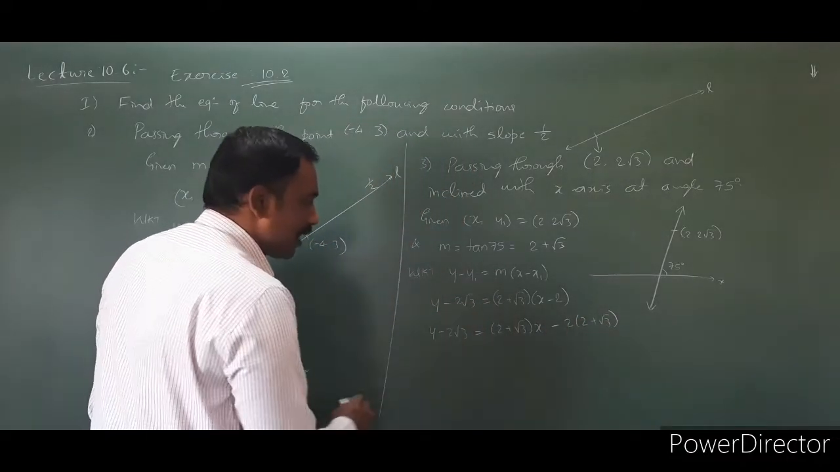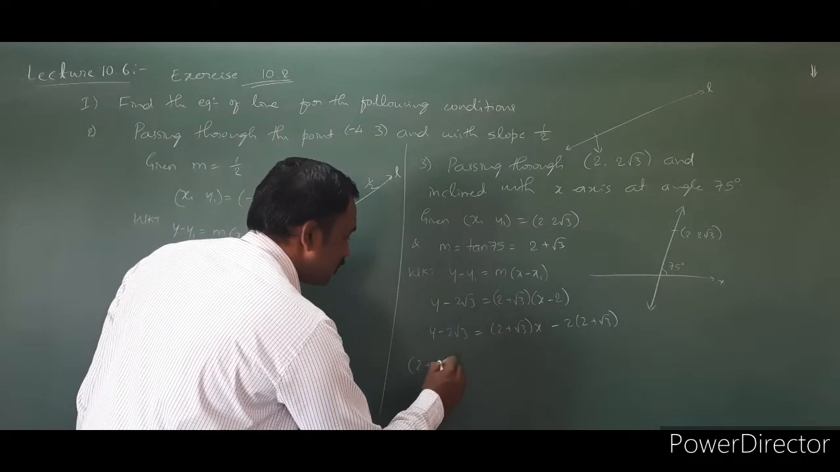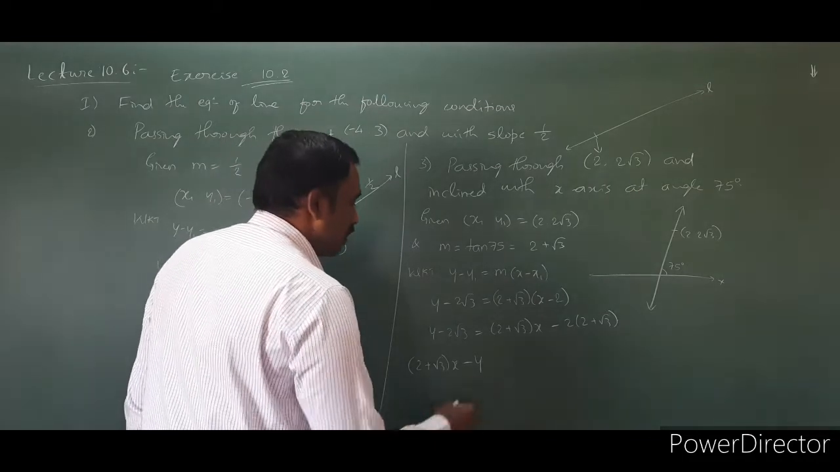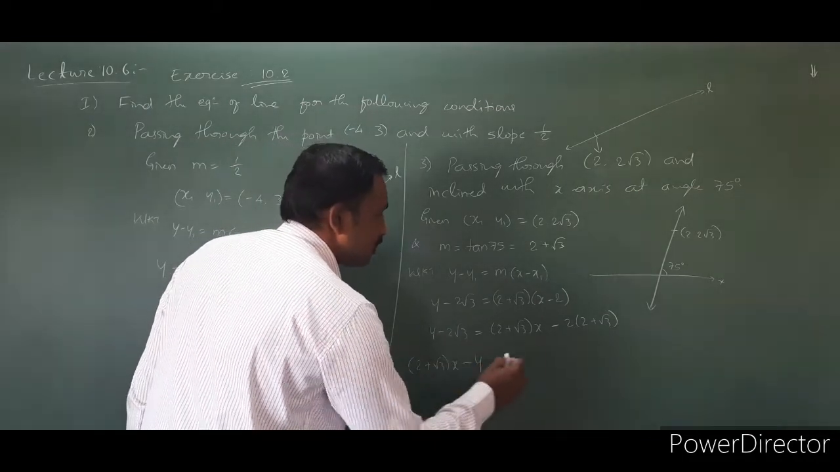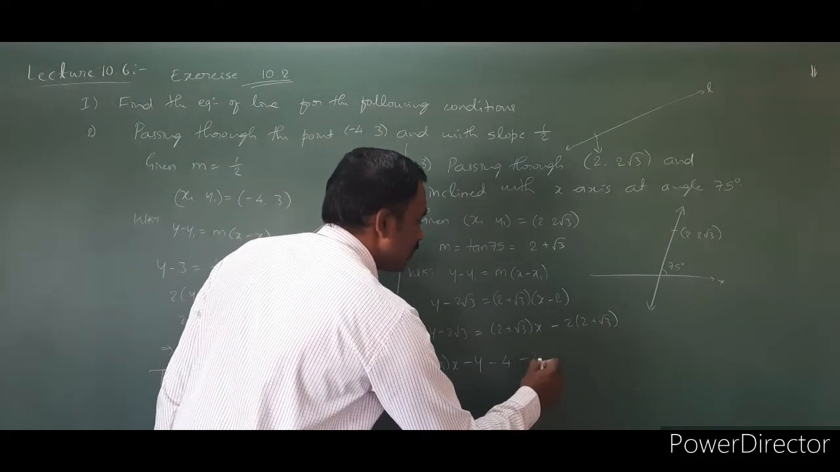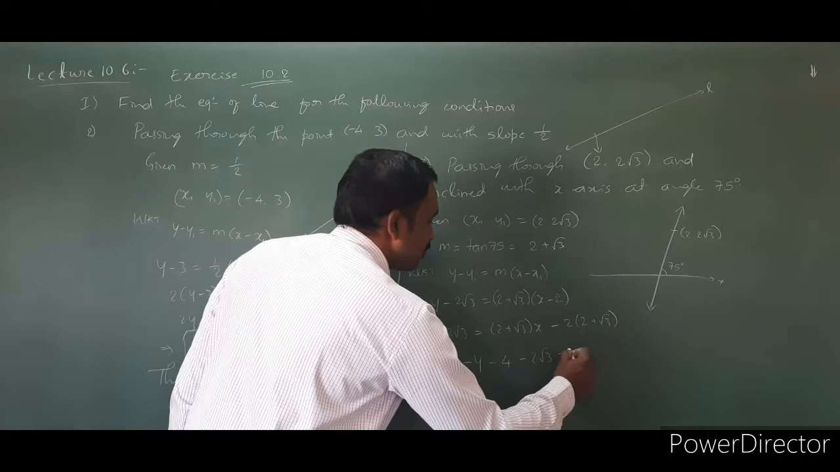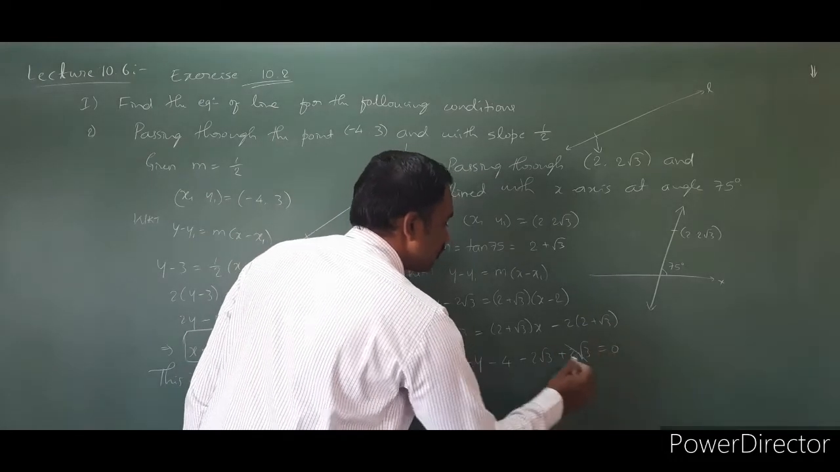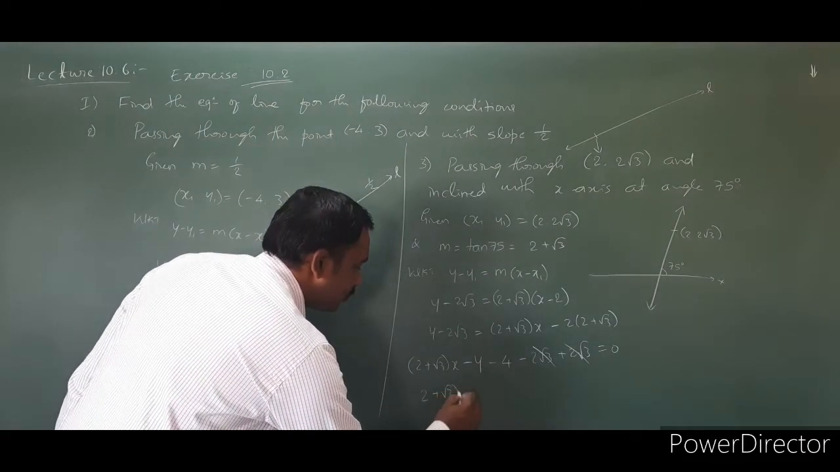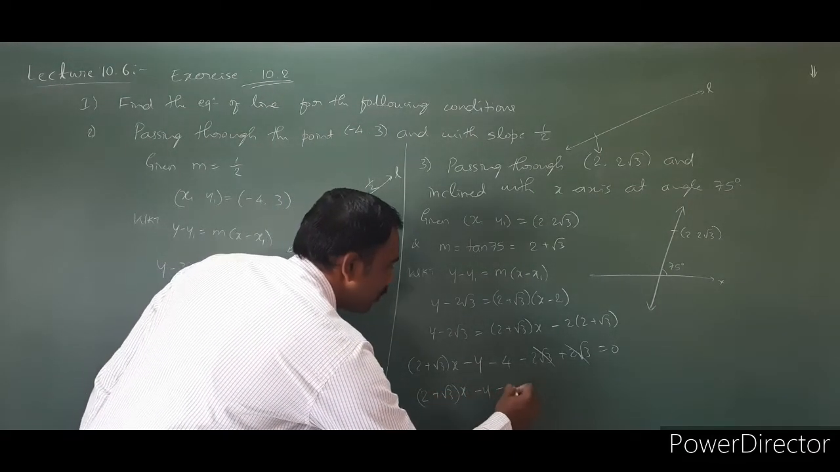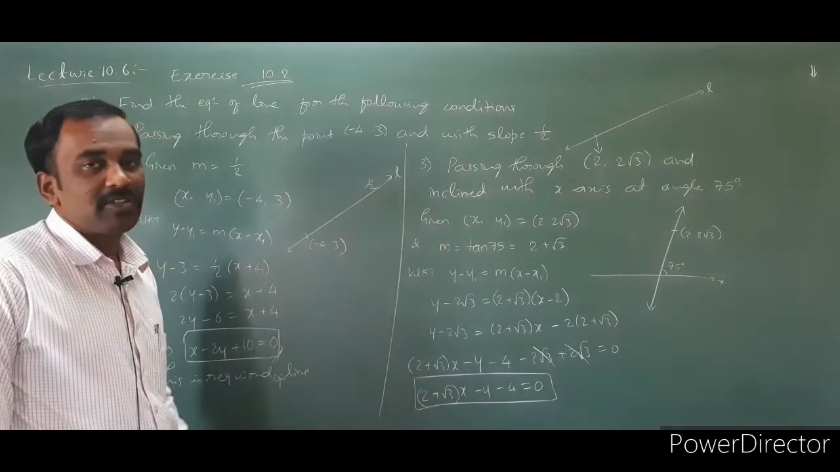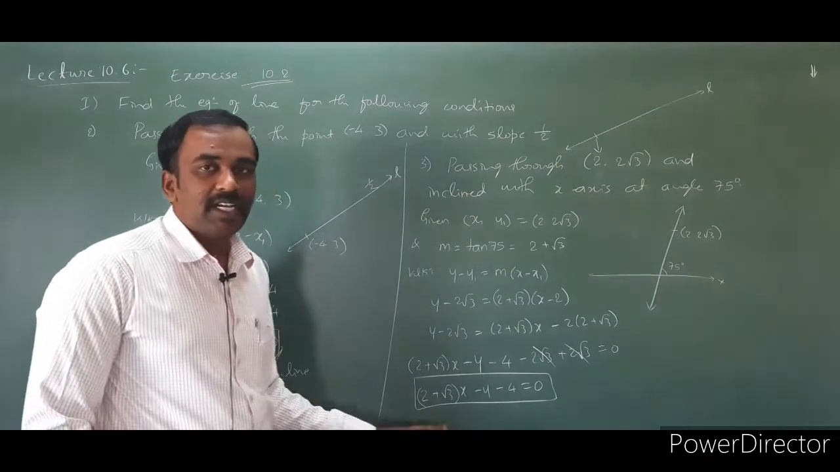Shift this value to the right hand side. 2 plus root 3 into x minus y, then minus 2 into 2 is minus 4, minus 2 into root 3, and here it is plus 2 root 3, is equal to 0. Minus 2 root 3 plus 2 root 3 get cancelled. 2 plus root 3 into x minus y minus 4 is equal to 0. This is the required equation of the line.